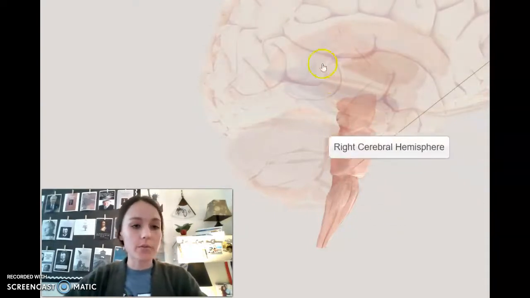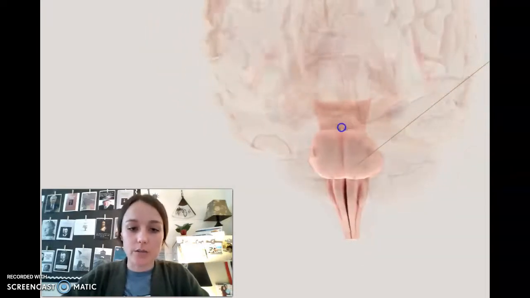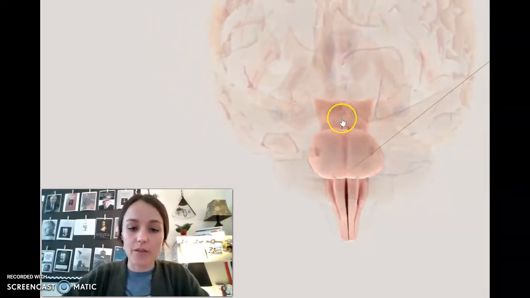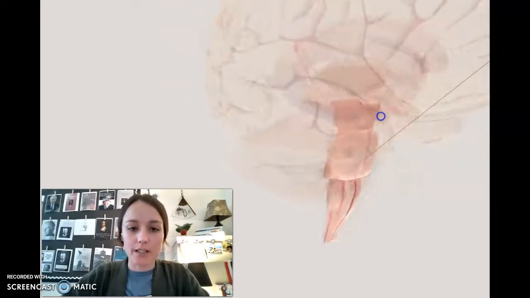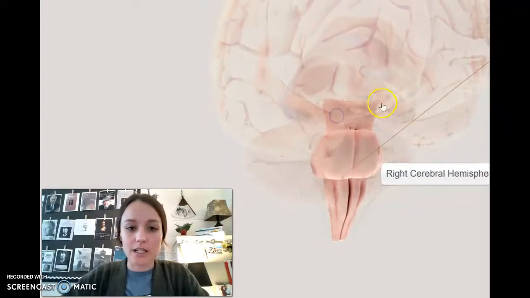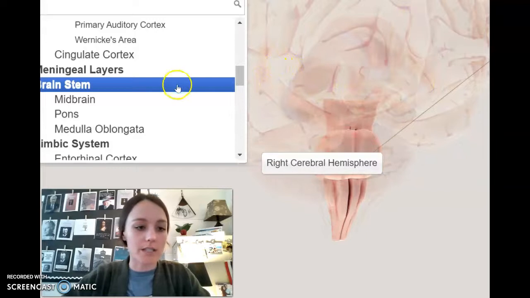All right, next we're going to move upward. My students do not need to know about this brain part that's right here, right at the top, the midbrain, but that is the part that sits right on top of the pons. It separates the brainstem from the limbic system up here. I'm going to go ahead and jump right into the limbic system.